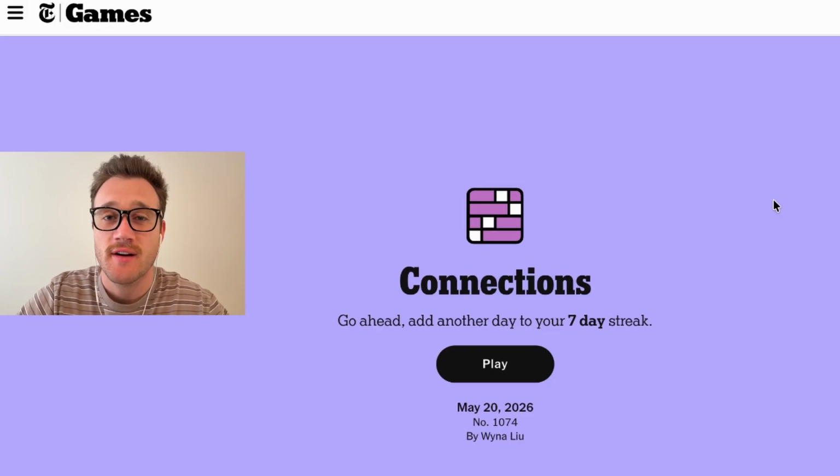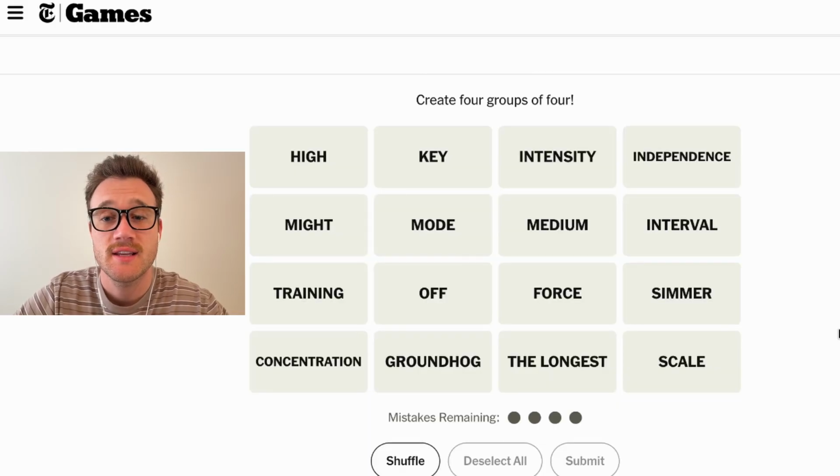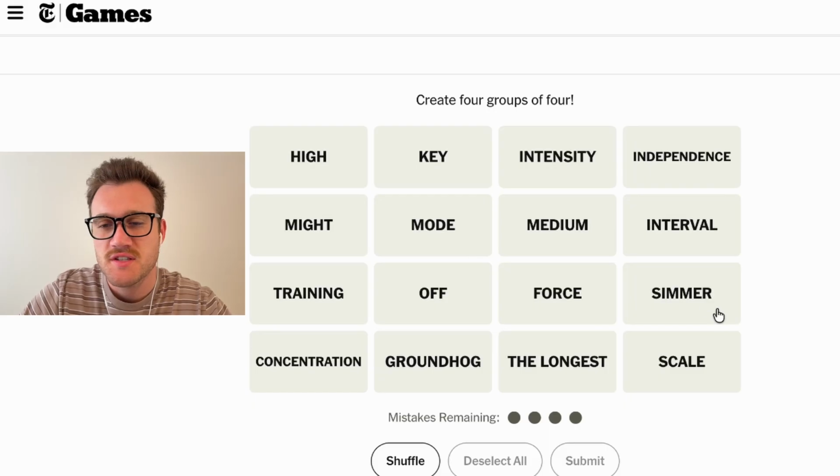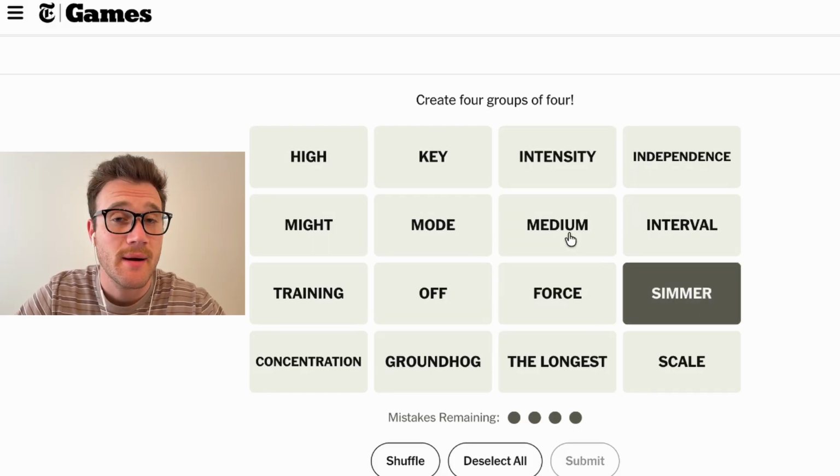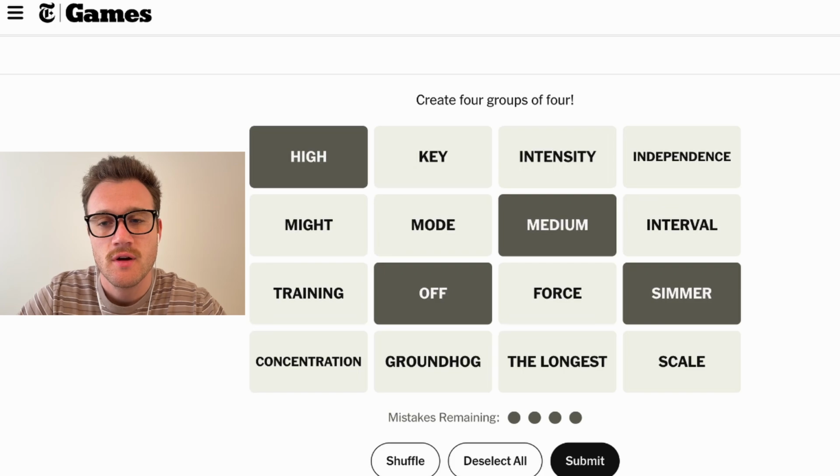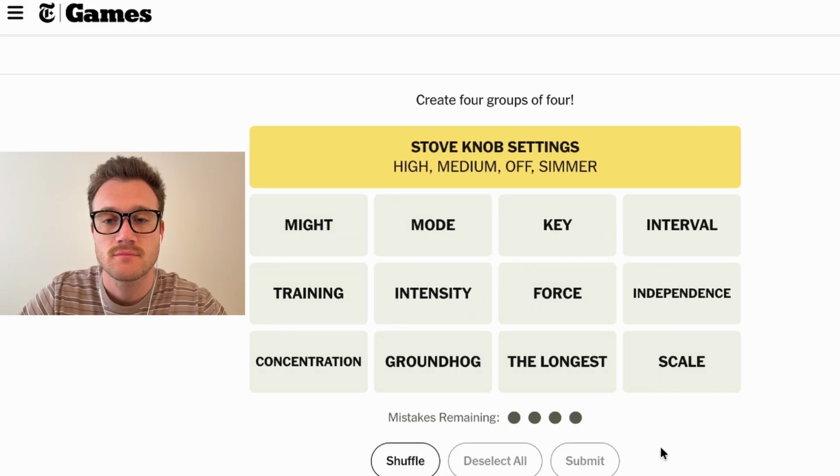On to the connections. Let's find these 4 categories. High, E, intensity, independence, interval, medium, mode, might, training, off, force, simmer, scale, the longest, groundhog, and concentration. All right, so this simmer is kind of interesting. I think it might go with medium, high, and off, which would be settings for your burner on a stove. Let's see. Nice. Stove knob settings.